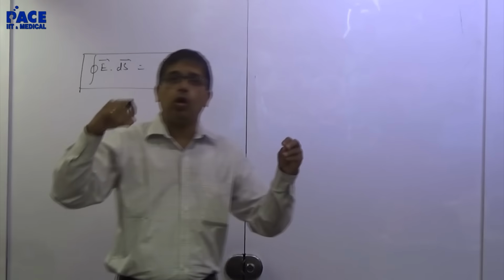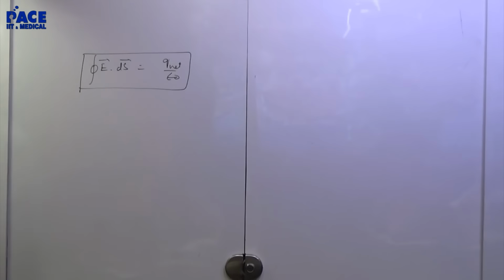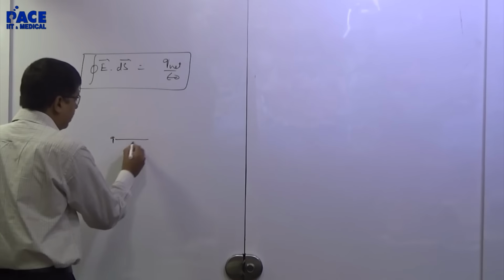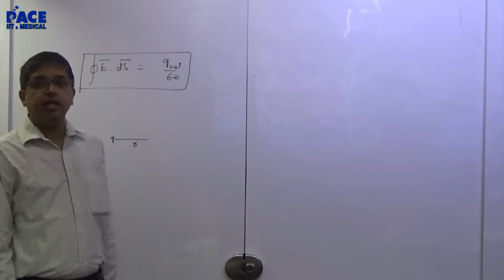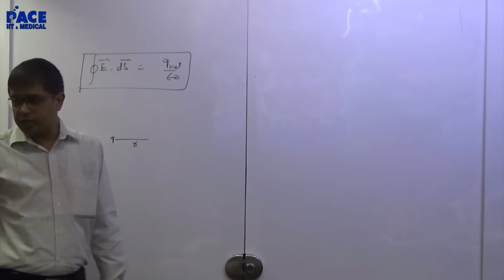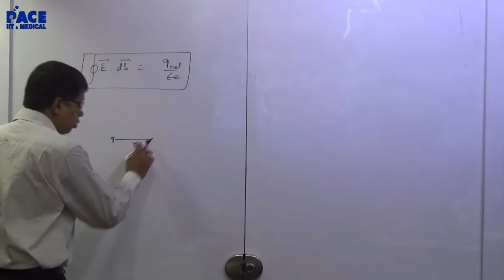Something that you people already know. I will prove from this so that you will understand how to use this. First point, I have a point charge Q at a distance of r. I am interested to know the field. I want the field. Now what do I do?